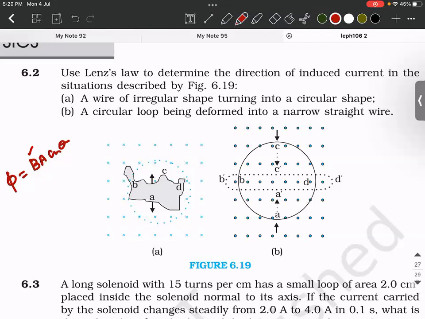What about the areal vector? Area is changing, right? Is the area increasing or decreasing? When it goes from an irregular shape to a circular shape, is the area increasing or decreasing?